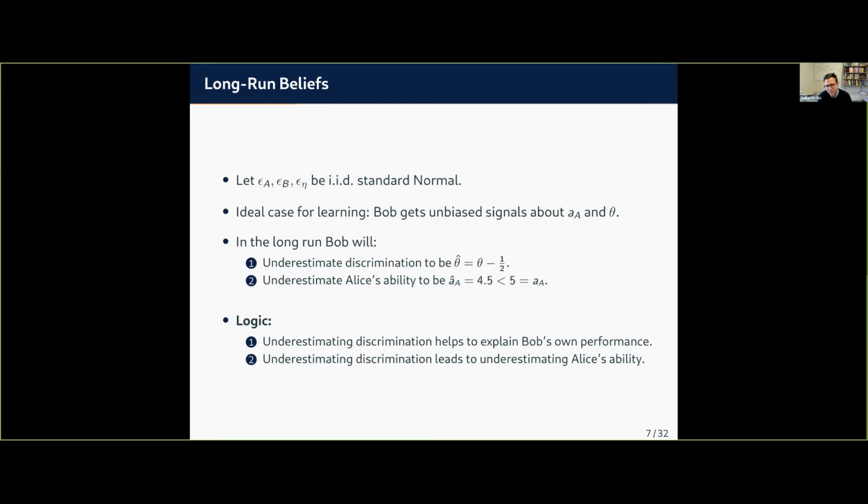However, what's going to happen here is that Bob is going to underestimate the extent to which there's discrimination against women by 1/2. And as a consequence of that, he is also going to underestimate Alice's ability by 1/2. And the logic of this is quite simple. Bob thinks his ability is higher than it is, so he faces disappointingly low outcomes. He has to explain where these disappointingly low outcomes come from, and he does so by just underestimating discrimination against women. And then this misconception about discrimination leads to a misconception about Alice's ability. And so this is in a nutshell the main mechanism which we are going to study.